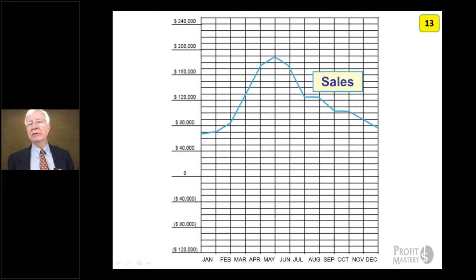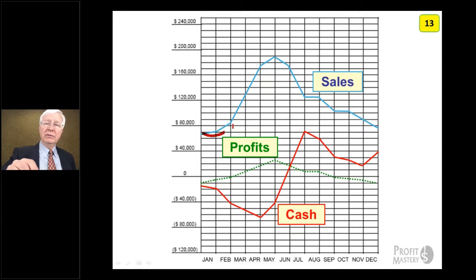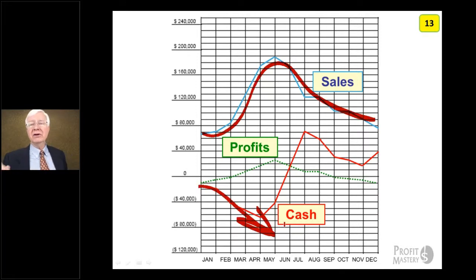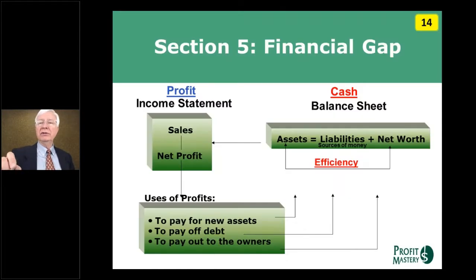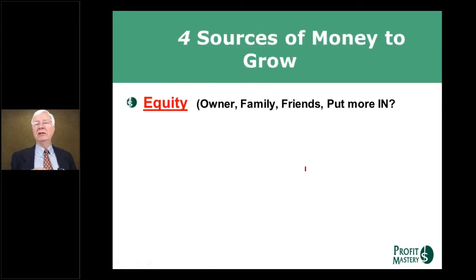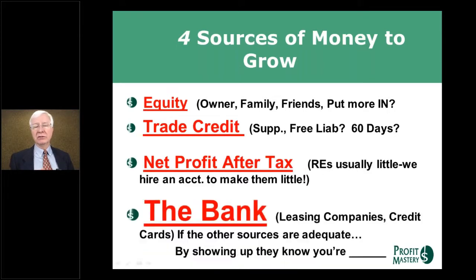And we discover as we do this on page 13 that there's some really cool things going on. We discover in this business, as our sales go up, for some crazy reason, our cash goes down. Why does that happen? And then why all of a sudden does it spike back up again? We explain all of that inside this process. And on page 14, we talk about financial gap, and we identify the 4 sources of money to grow.